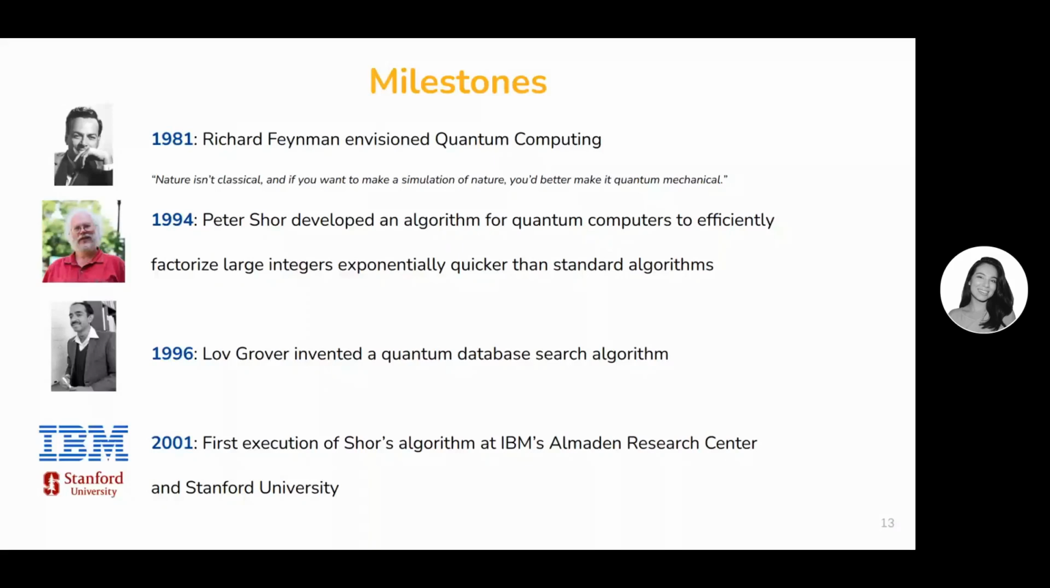In 2001, there was the first execution of Shor's algorithm at IBM's Almaden Research Center at Stanford University. This was the factorization of 15, which is 3 times 5, but still, it was the proof of concept of a quantum machine executing a quantum algorithm. And since then, of course, research has accelerated towards the execution of quantum algorithms on real machines.